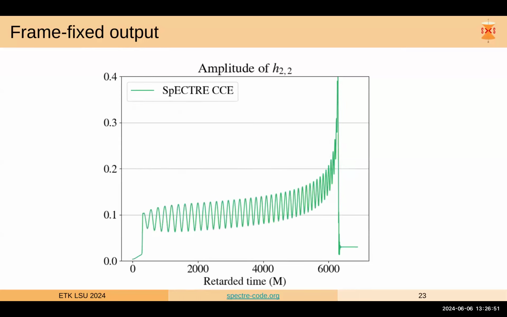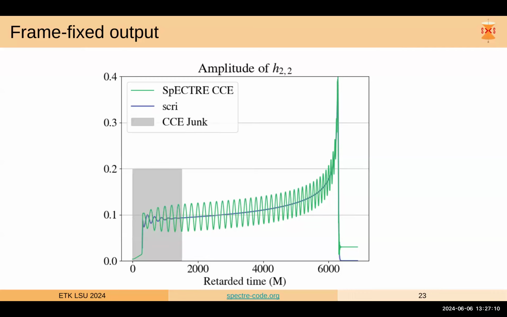And this is even more apparent if you look at the amplitude again. So this is the one from the raw output from CCE. But then if you look at the frame-fixed one, you can see this very nice smooth increase of the amplitude all the way to merger, and then it falls back down all the way to 0 at the end of the axis.